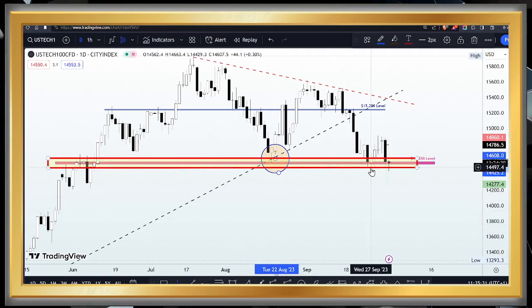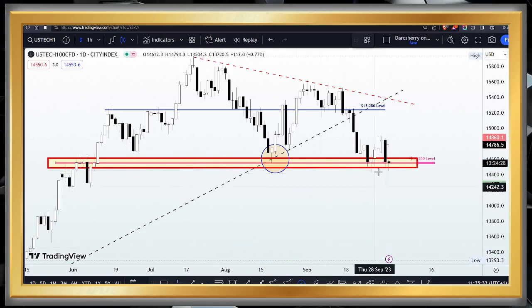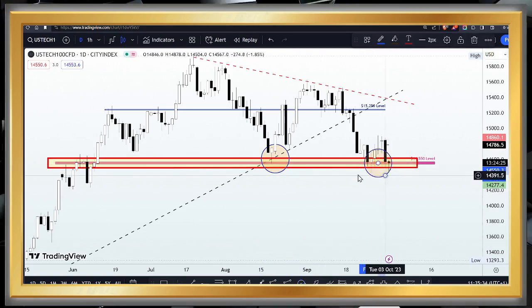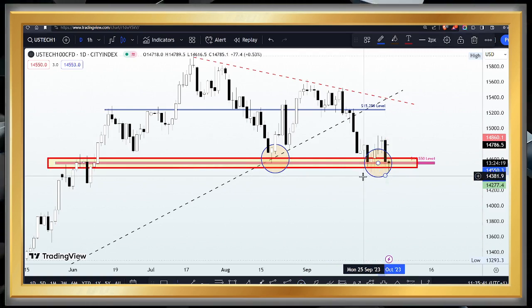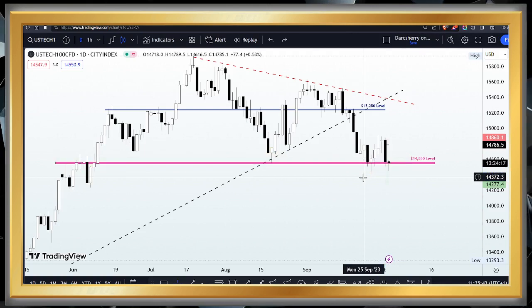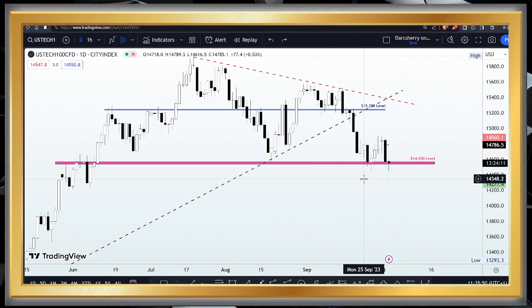And in fact, in the last couple of weeks now, we have noticed how buyers have come back to reject all attempts by the sellers to break through that level. Now, the 14,550 area is going to be considered as a strong demand zone at this point in time, as depending on how price reacts to this level will determine what our next line of action will be.